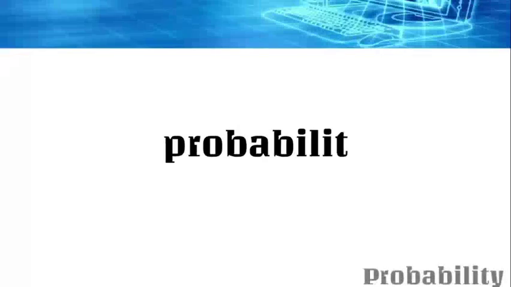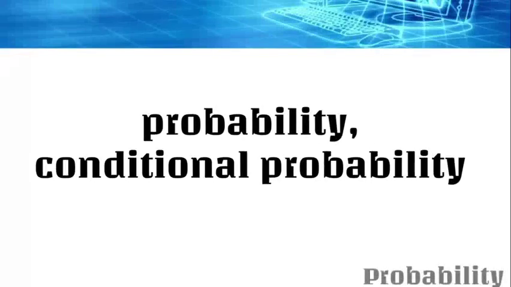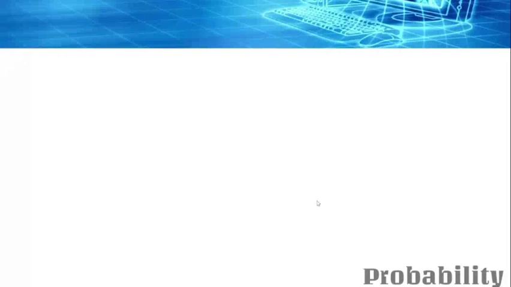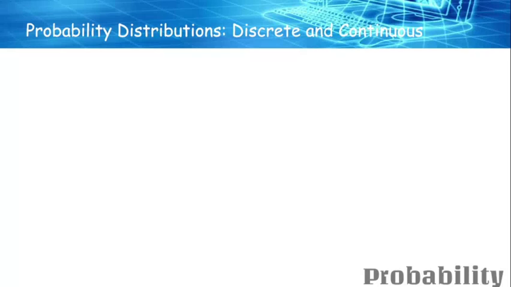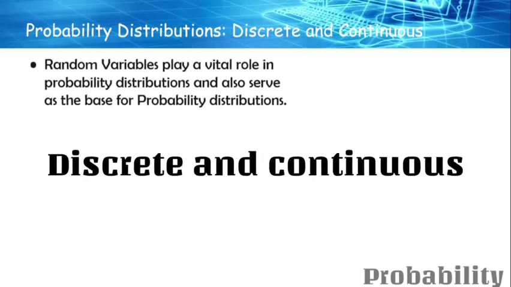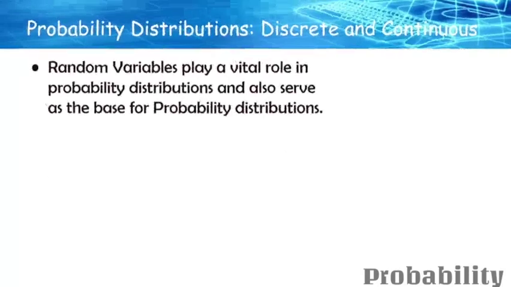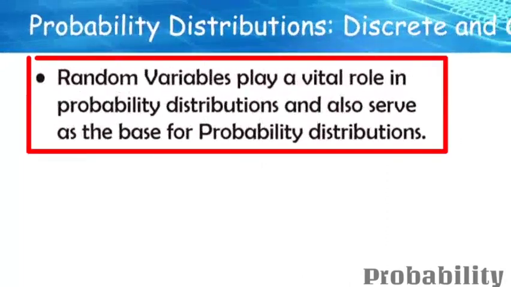After looking at probability and conditional probability, now we'll be looking at binomial distributions. Basically, binomial distributions are categorized into discrete and continuous. Again, random variables play a vital role in probability distributions and also serve as a base for them.